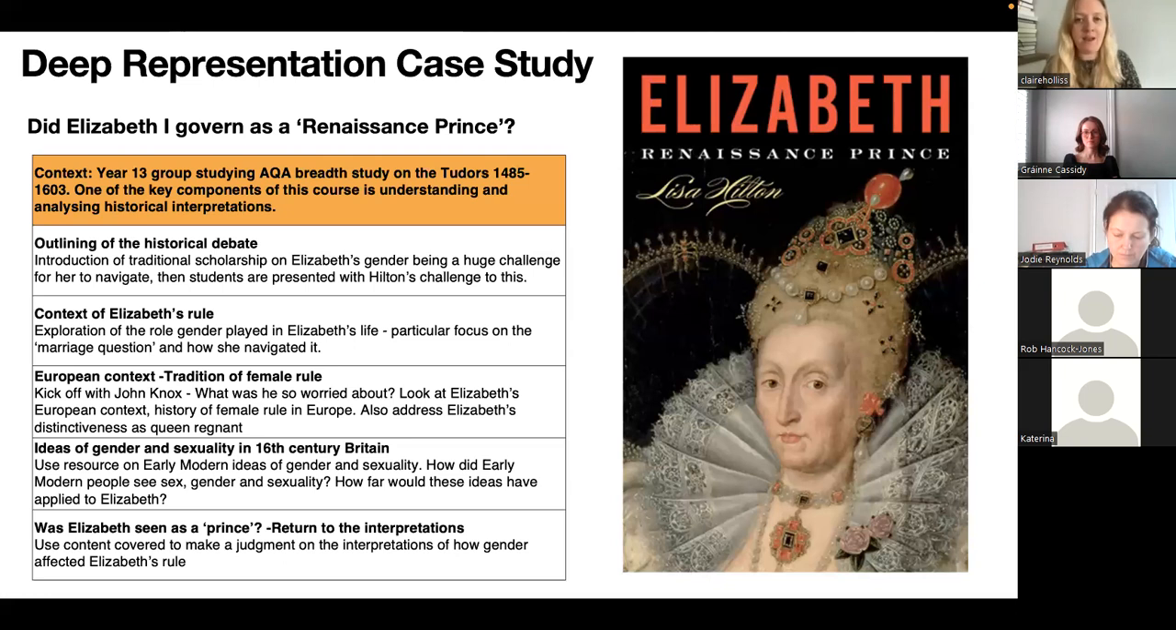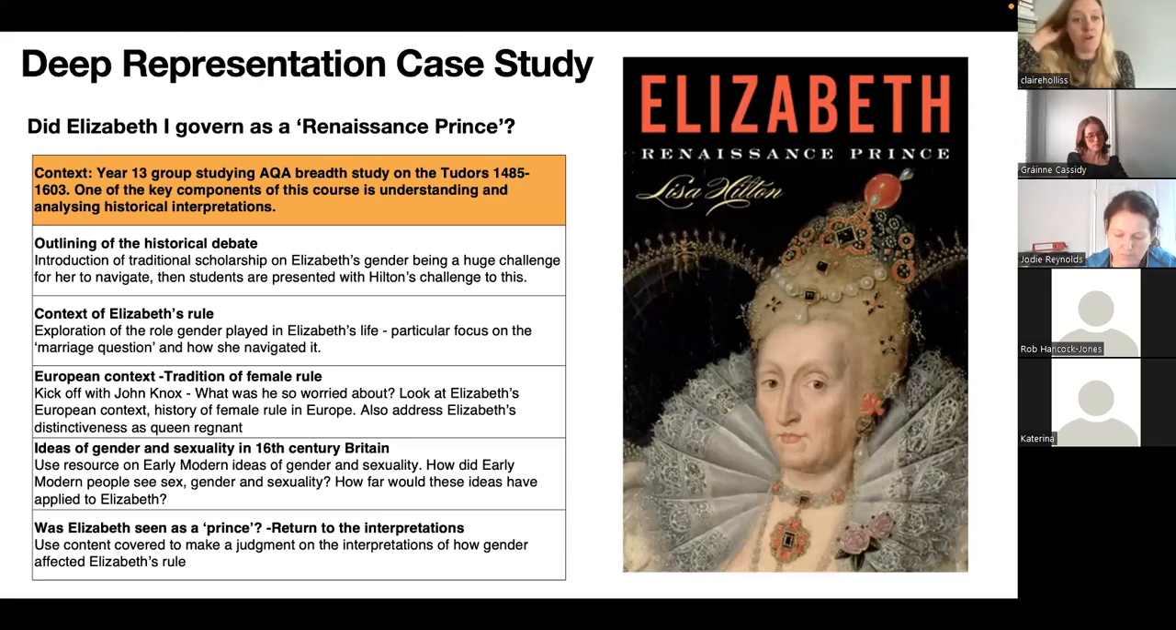And I'd actually happened to have read, when I sat down to look at this part of the scheme of work, a book by a historian called Lisa Hilton. This book is called Elizabeth: Renaissance Prince. And Hilton's thesis is that, well, firstly, Elizabeth is not as unique as we might assume she is.